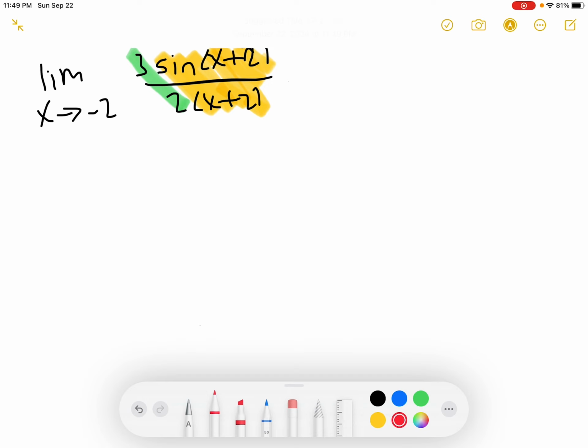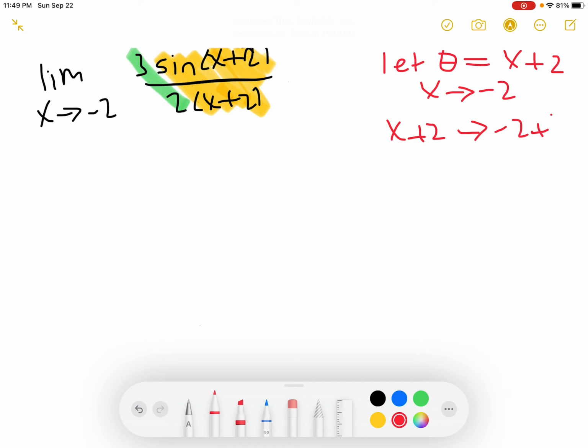So now we're going to once again say let theta equal 0, or not 0, sorry. Let theta equal x plus 2. We put this here. We make it x plus 2, so we do the same thing to both sides. Now we have x plus 2 goes to 0. Theta equals 0.